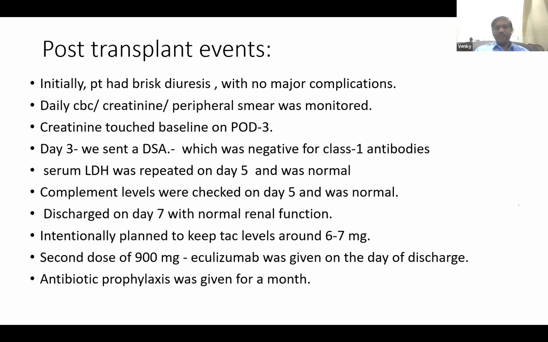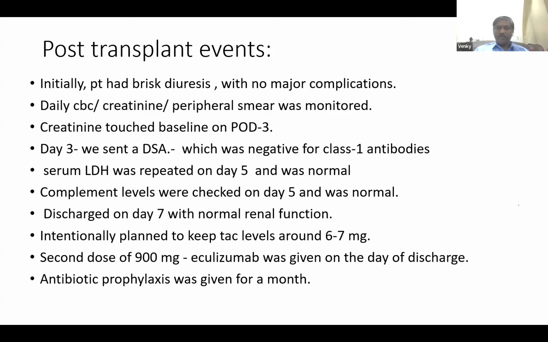on POD3. On day 3 we also sent a DSA, which was negative for class 1 antibodies, thereby confirming that the titers are still negative. And serum LDH was repeated and it was normal. The complement levels were checked on day 5 and were normal. He was discharged on day 7 with normal renal function.